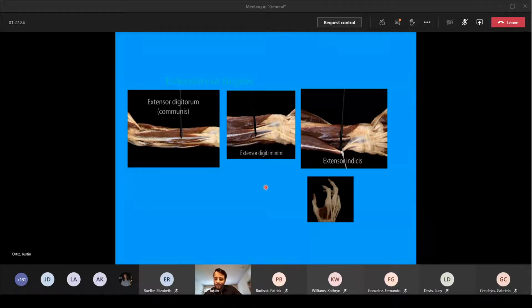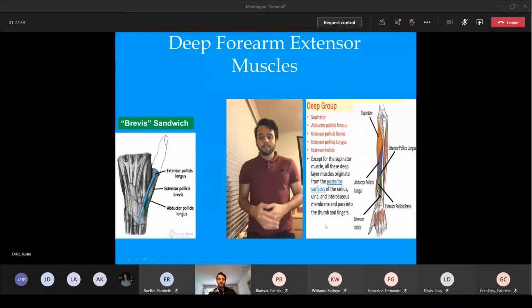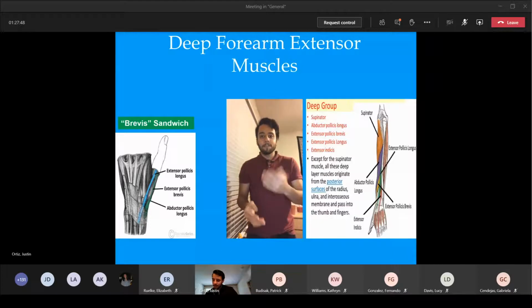All right. So here are going to be the deep forearm extensor muscles. This will be the last one we talk about before we talk about the brachioradialis and the anconeus. So here's one of the last video segments. Hi, everybody. For this segment, we're going to be talking about the deep posterior forearm muscles. We're going to be talking about 5, and I'm going to start with the supinator.